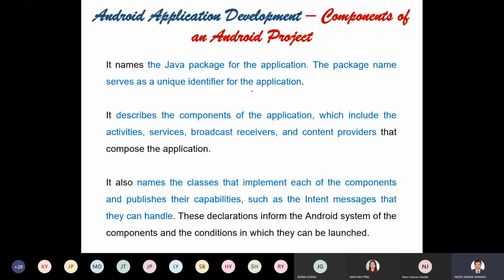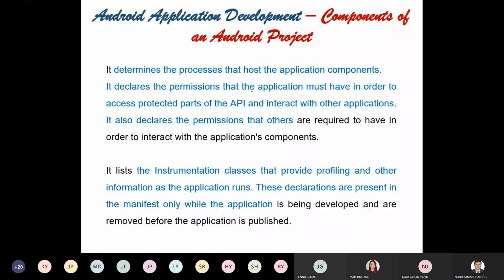Going ahead, you can see that it determines the processes hosting application components. It declares the permissions, that's what I told you. Applications have the records for the APIs and other applications as well. And it lists the instrumentation classes that provide profiling, and so on.